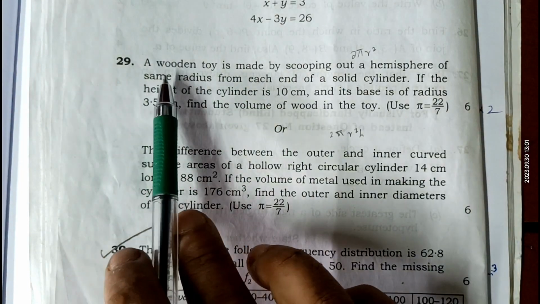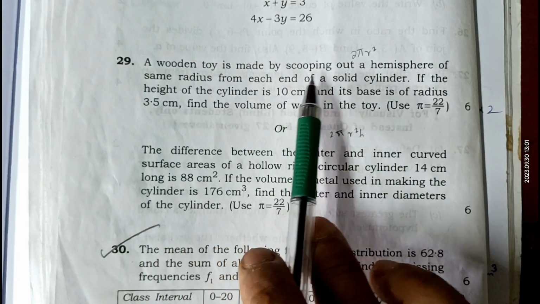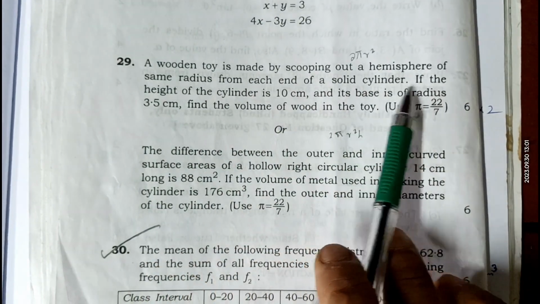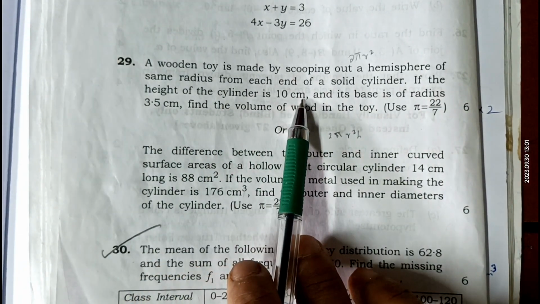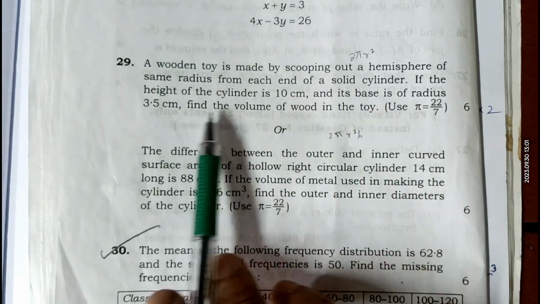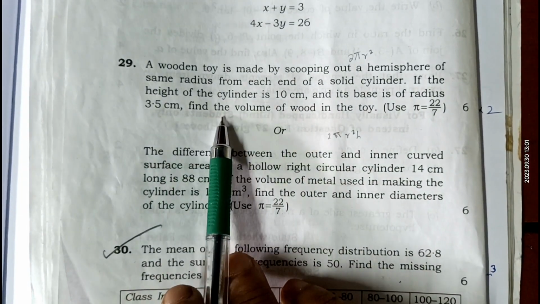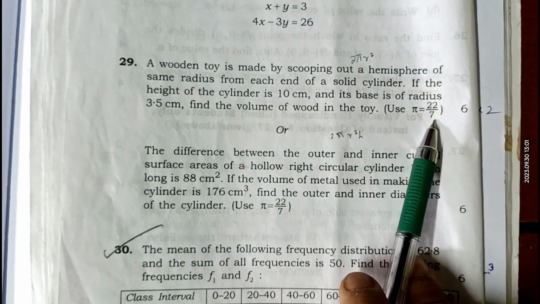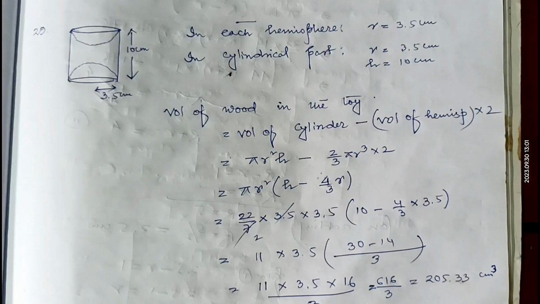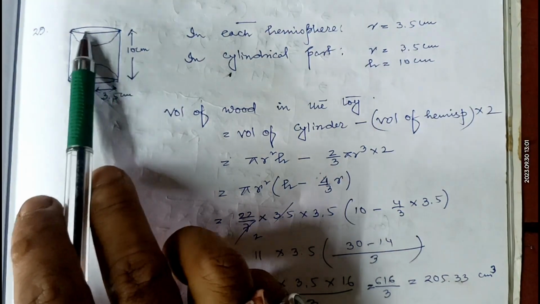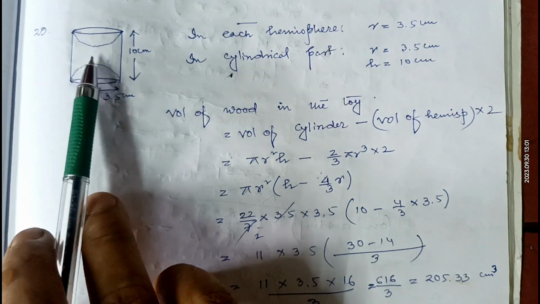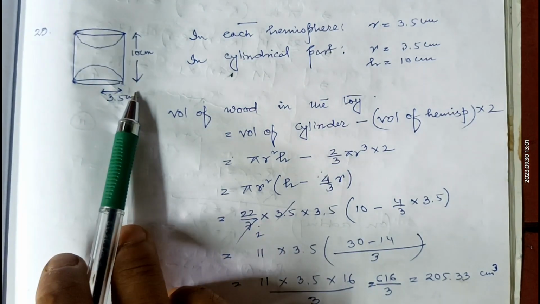Question number 29. A wooden toy is made by scooping out a hemisphere of same radius from each end of a solid cylinder. If the height of the cylinder is 10 cm and this base is of radius 3.5 cm, find the volume of the wood in the toy, and we have to use pi equal to 22/7. Here, in case of each hemisphere, radius is given 3.5. In case of cylindrical part, radius is 3.5 and height is 10.